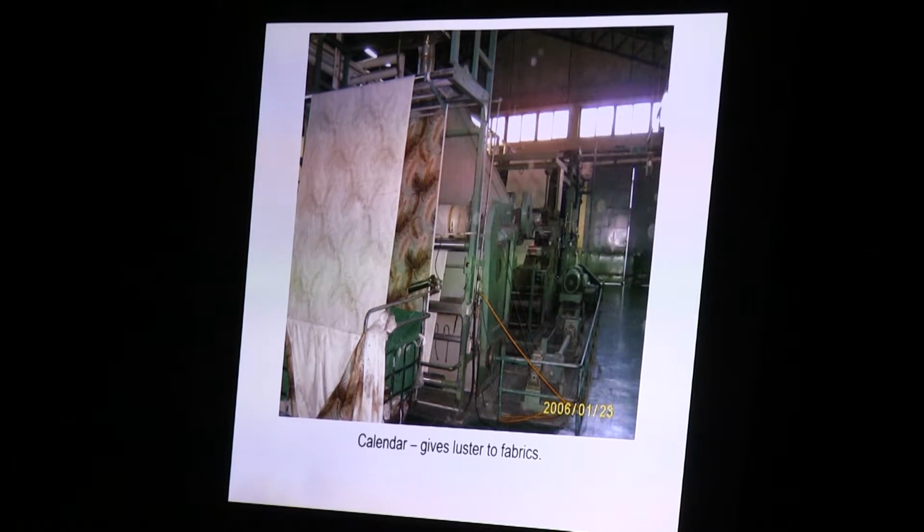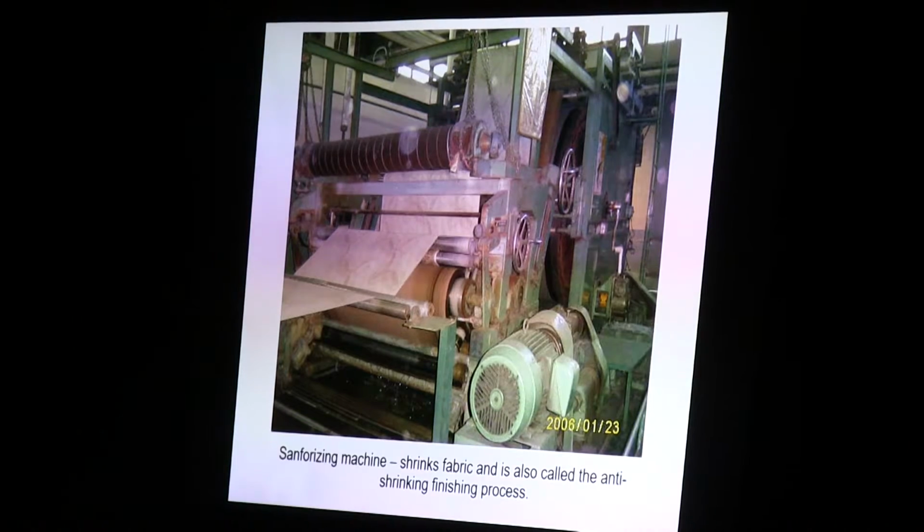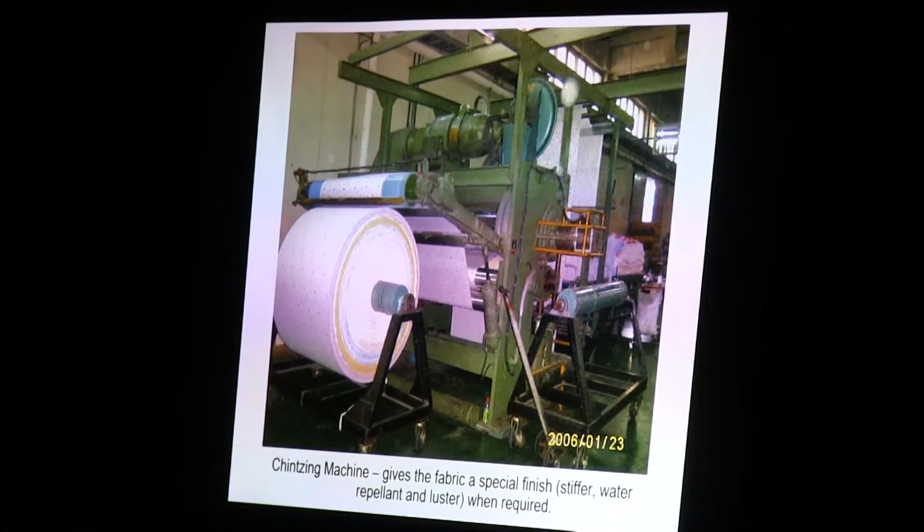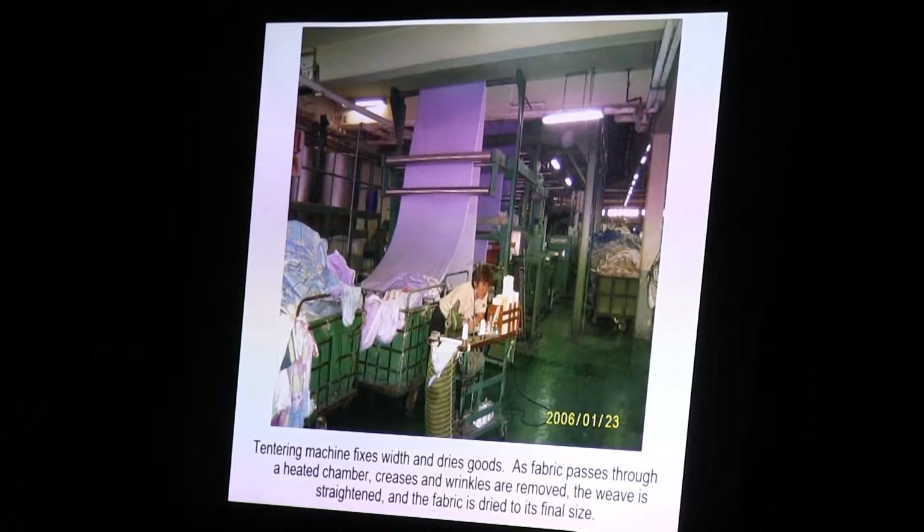Calendar gives luster to the fabrics. Not all of our quilting fabrics are calendared, but some are. Sanforizing machine shrinks the fabric. It's also called the anti-shrinking finishing process. Next is the chintzing machine that gives the fabric a special finish: stiffer, water repellent, luster when required. And that may be for more like home deck type fabrics.